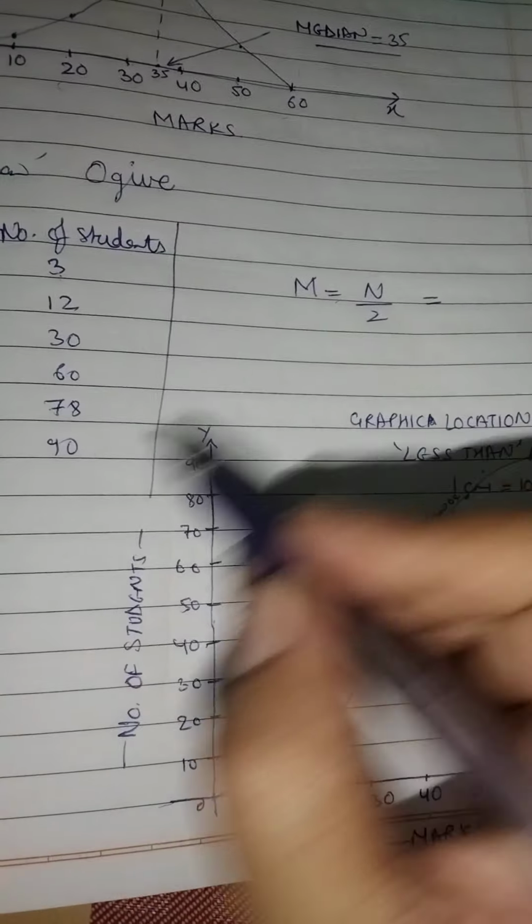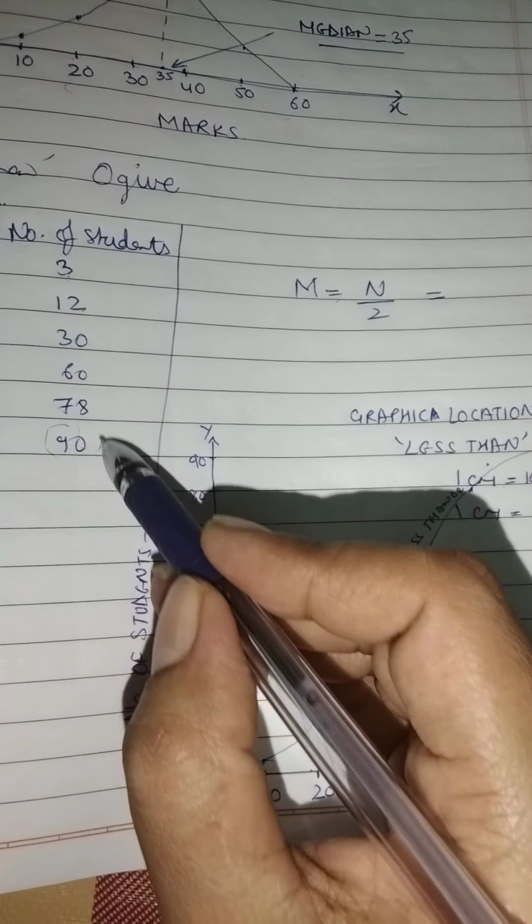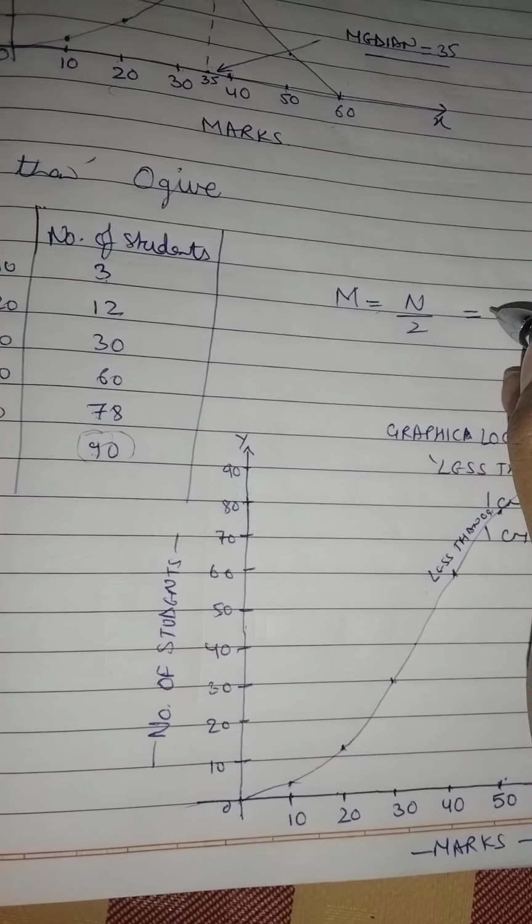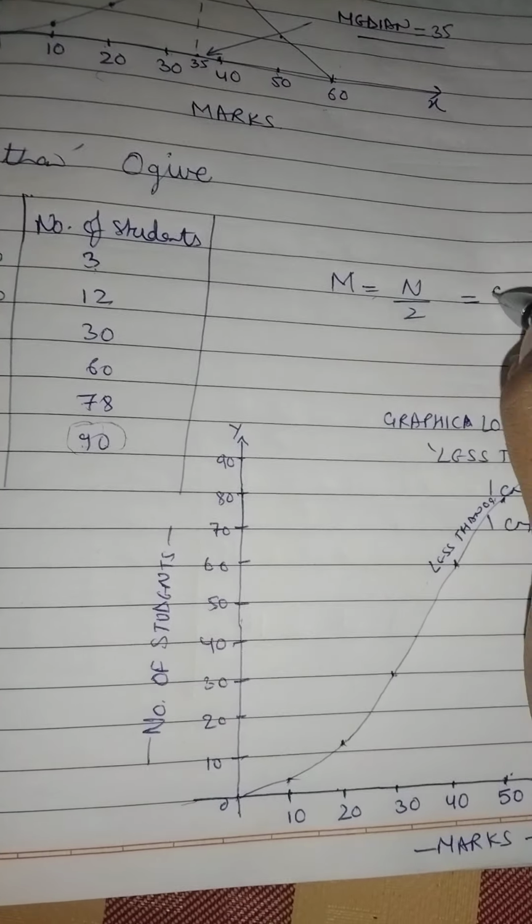Okay, so n is what? N is the last number of CF, or I can say that is the sigma frequency. Okay, so sigma f. So it is 90 by 2. So 90 by 2 is 45. So that means the number of students is 45 here.